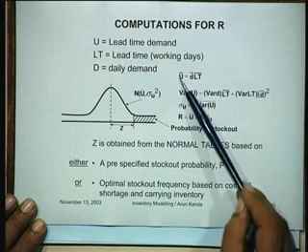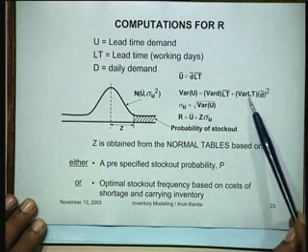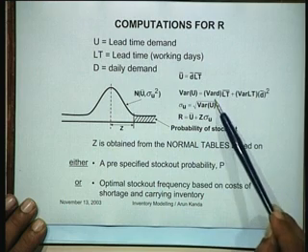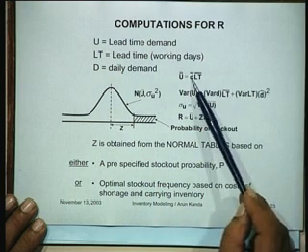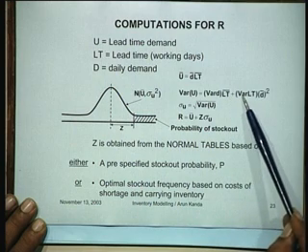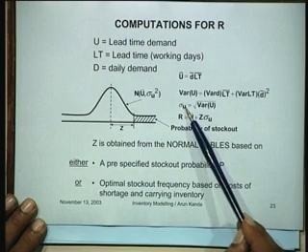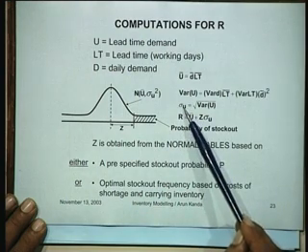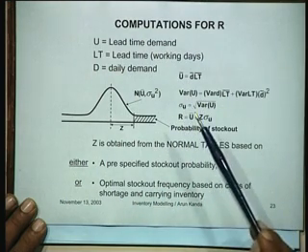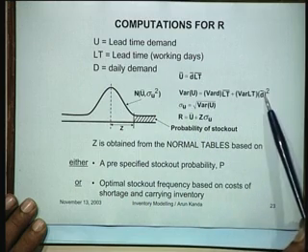So the variance of U will be equal to the variance of D multiplied with LT bar, plus the variance of LT into D bar whole square. And therefore sigma U, which is the standard deviation for the lead time demand, will then be the square root of this particular value which we have just computed.